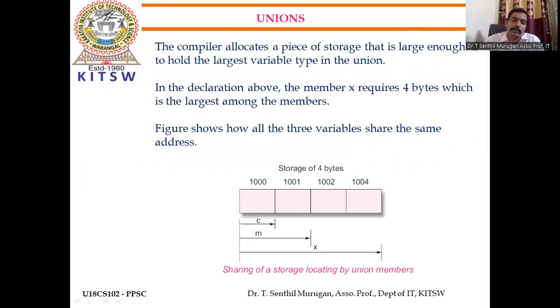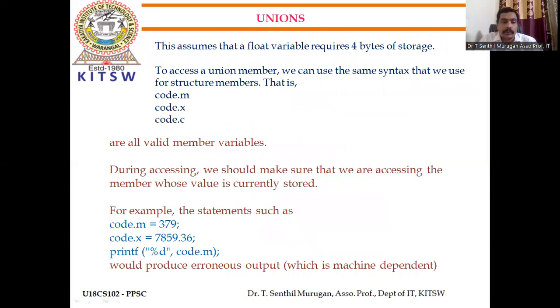But how will the memory be created? For char, it takes 1 byte. For integer, it takes 2 bytes. For float, it takes 4 bytes. So in total, 4 bytes of memory will be allocated for the entire union. That is the advantage. But regarding accessing members, only one variable can be accessed at a time. That is the main disadvantage of union.